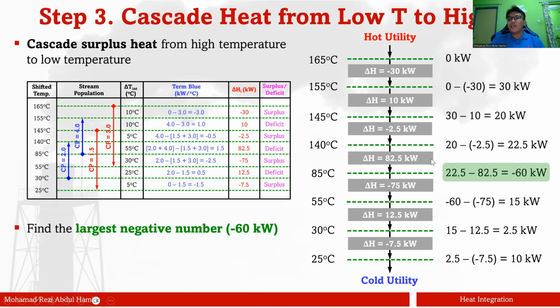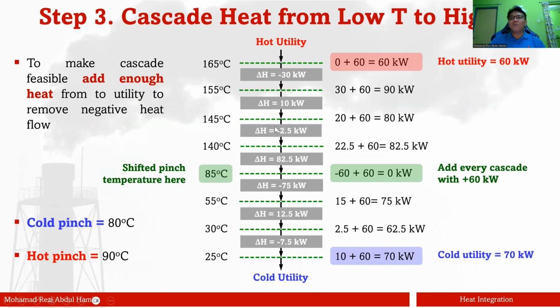Okay, after you have done all of those, you find what is the largest negative number. So as you can see, the largest negative number is minus 60. So you choose this one, minus 60, you remember? Try to remember this number, because what you need to do next is to make the cascade here feasible.